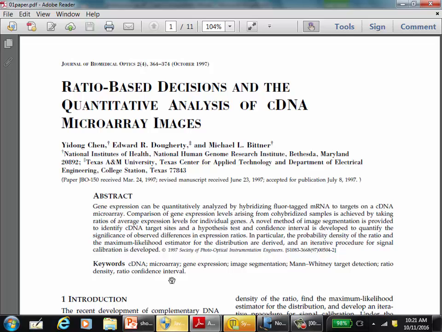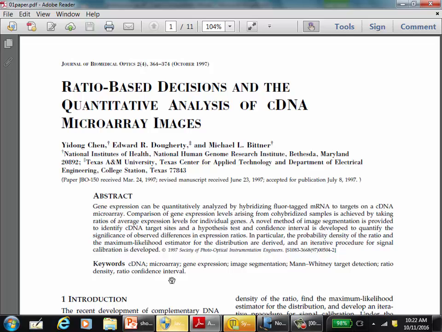In the abstract, they're saying that gene expression can be quantitatively analyzed by hybridizing fluoro-tagged messenger RNA to targets on a cDNA microarray. Everybody is now comfortable with that; I explained it using that picture. Comparison of gene expression levels arising from co-hybridized samples is achieved by taking ratios of average expression levels for individual genes. Again, nothing new here. Then it says a novel method of image segmentation is provided to identify the cDNA target sites, and a hypothesis test and confidence interval are developed to quantify the significance of observed differences in expression ratios.